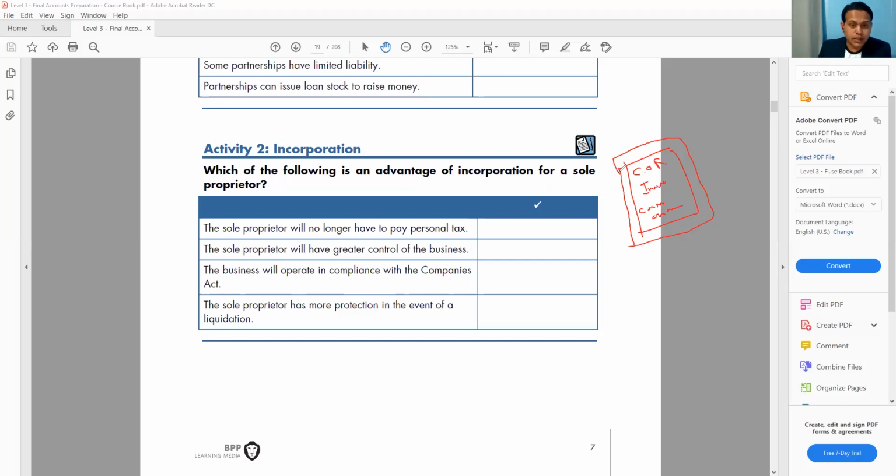So let's read this one, incorporation. It says, which of the following is an advantage of incorporation for a sole proprietor?